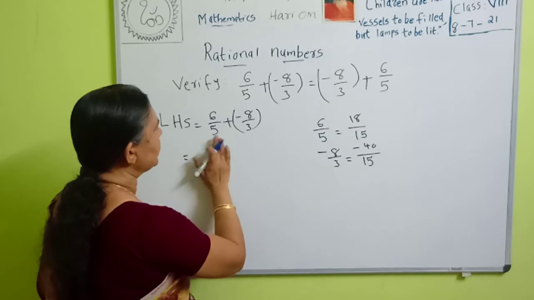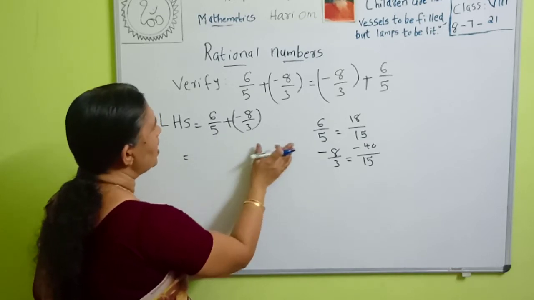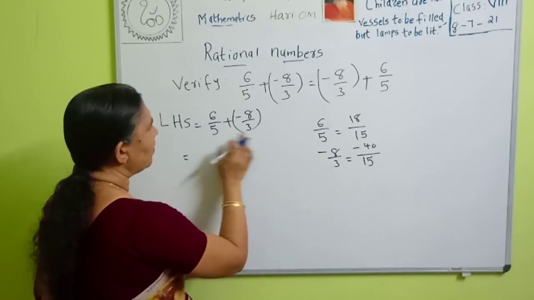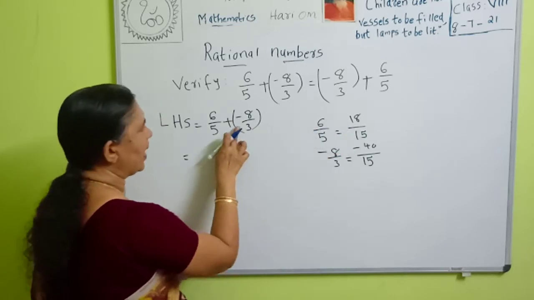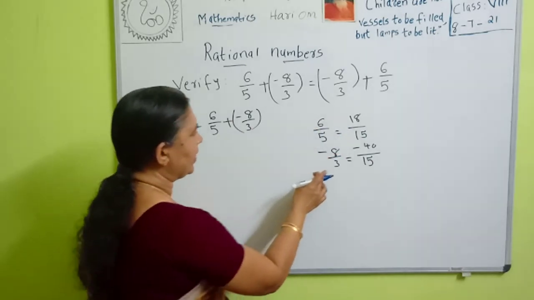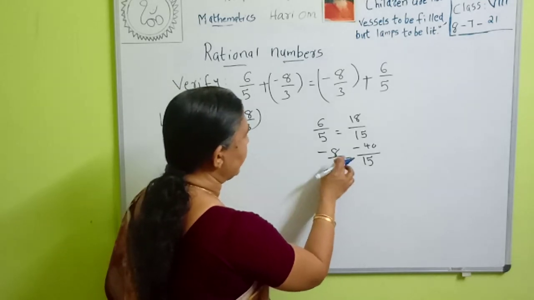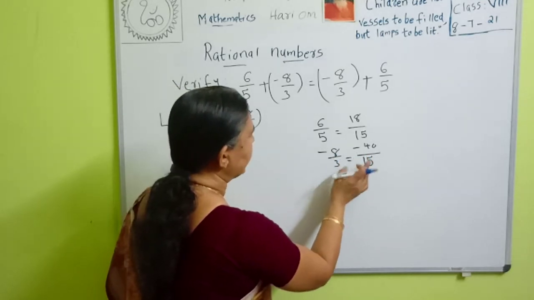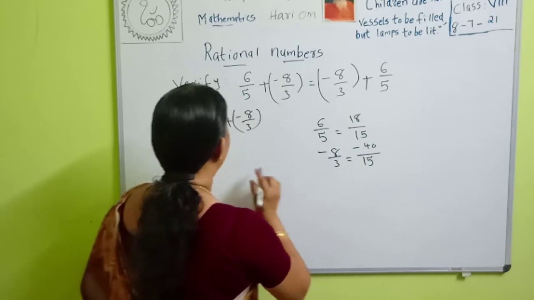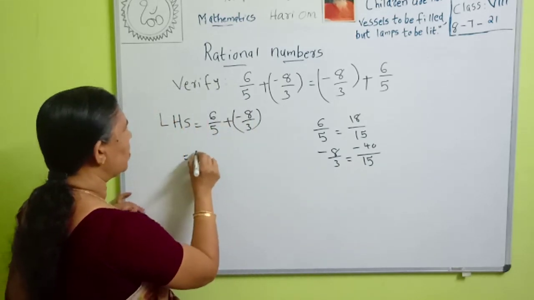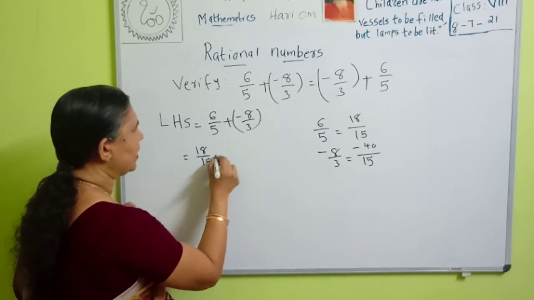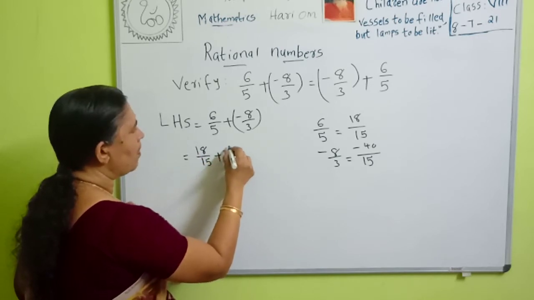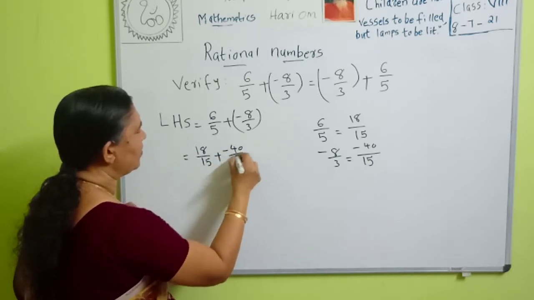6 by 5 plus minus 8 by 3 is equal to, 6 by 5, 5 into 3 is 15. So 6 into 3 is 18. Then minus 8 by 3, we find the LCM. 3 into 5 is 15. Then 18 minus 8 into 5 is minus 40. Okay. Then we can write this as, instead of 6 by 5 we can write 18 by 15 plus minus 40 by 15.